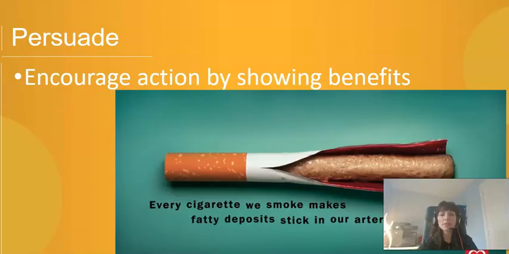And then persuade, these tend to be quite emotive. So we're talking here about trying to get people to give up smoking, and we're explaining why in a very visually impacted and distressful advert as well.